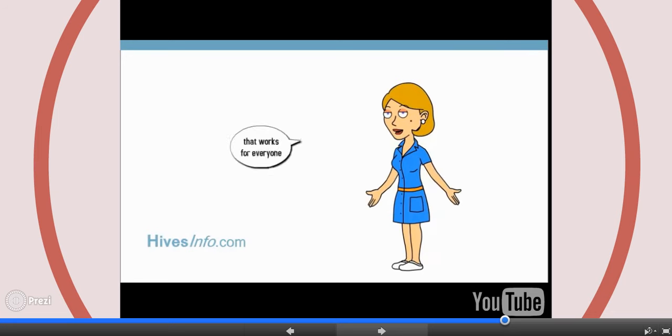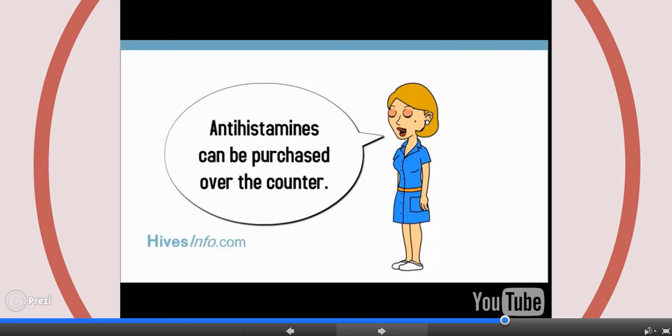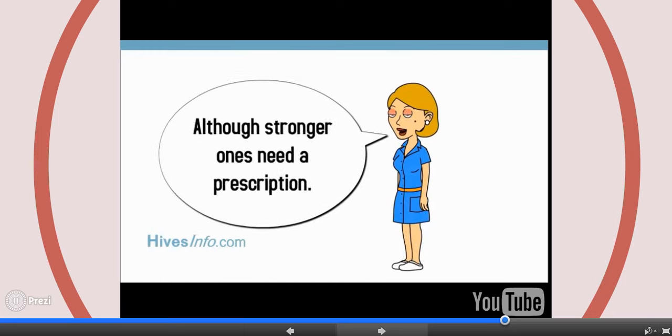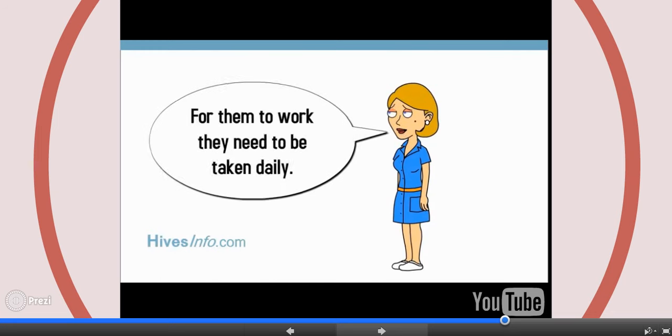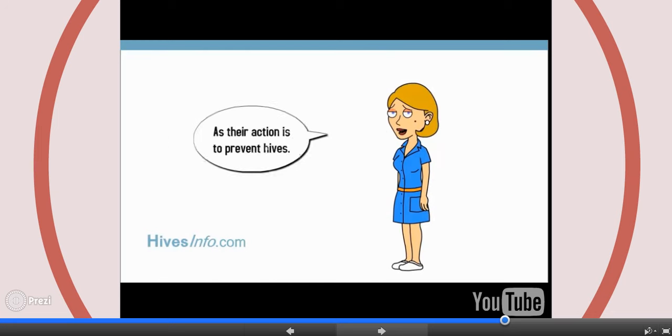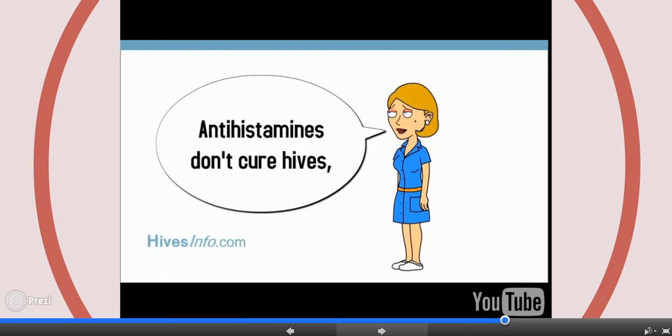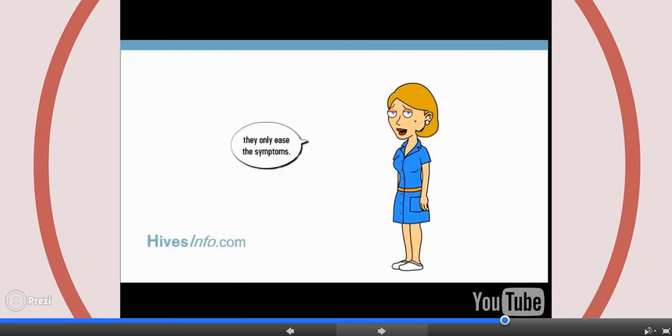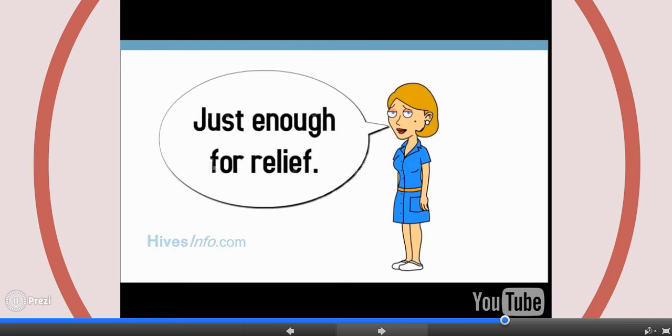There isn't one best antihistamine that works for everyone. Antihistamines can be purchased over the counter, although stronger ones need a prescription. For them to work, they need to be taken daily as their action is to prevent hives. Antihistamines don't cure hives, by the way, they only ease the symptoms. Use only the minimum dose to control your hives, just enough for relief.